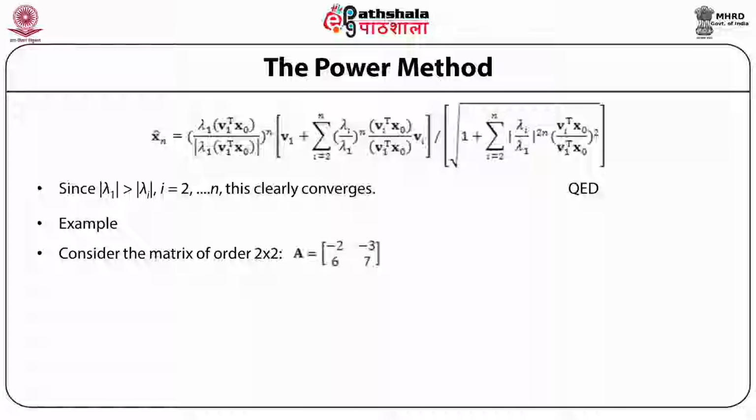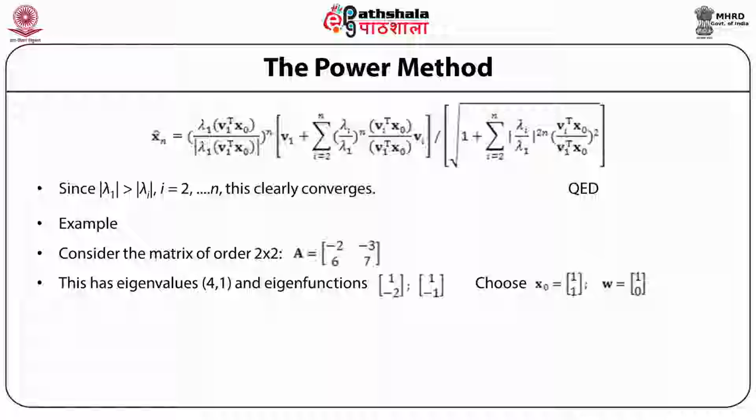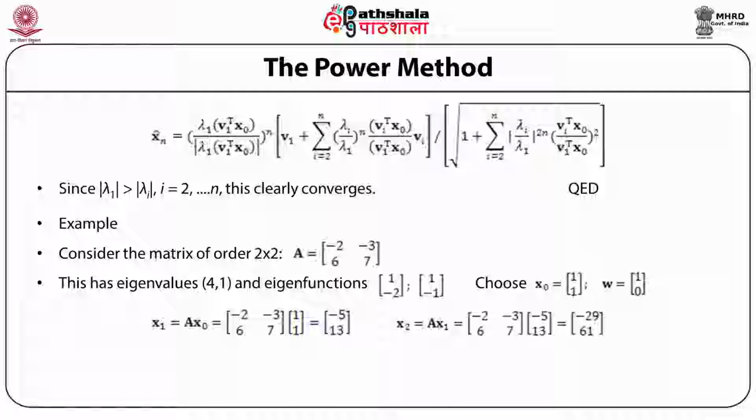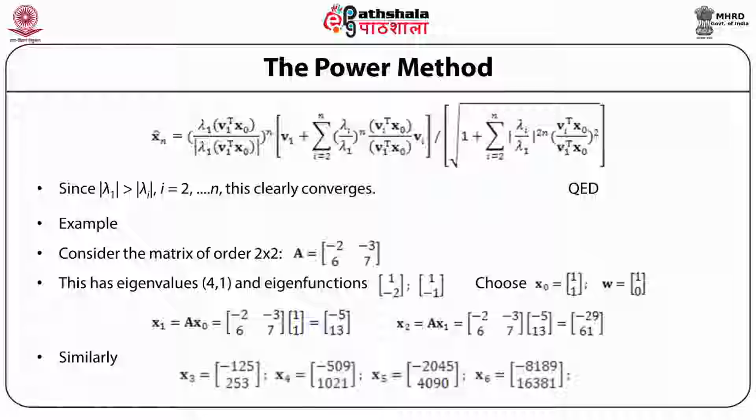Consider the matrix of order 2 cross 2 where A equals minus 2, minus 3, 6 and 7. It has eigenvalues 4 and 1 and eigenvectors (1, minus 2) and (1, minus 1). So choose x naught equals (1, 1) and w equals (1, 0). So x1 equals A x naught equals [minus 2, minus 3; 6, 7] into (1, 1) equals (minus 5, 13), and likewise x2 equals (minus 29, 61), and similarly x3 equals (minus 125, 253) and so on.